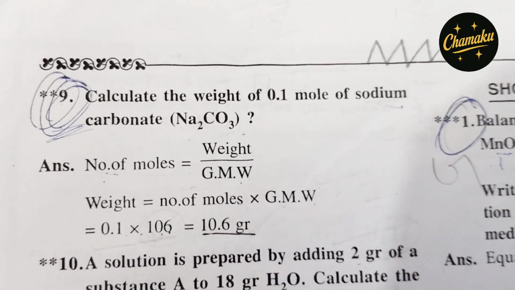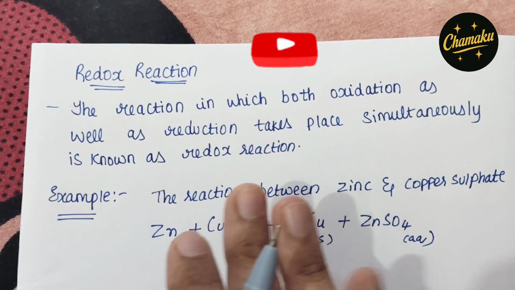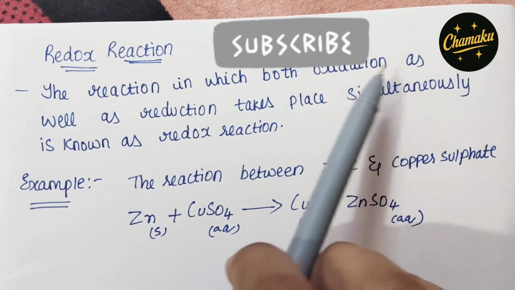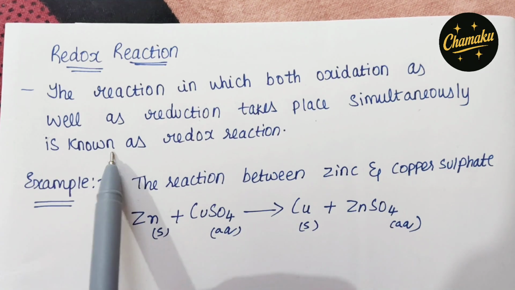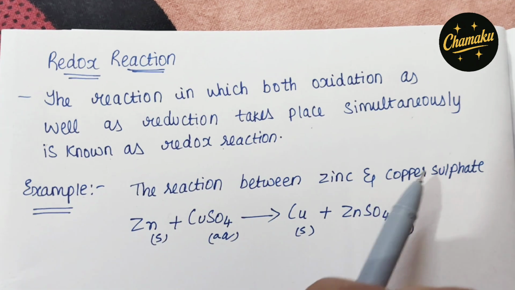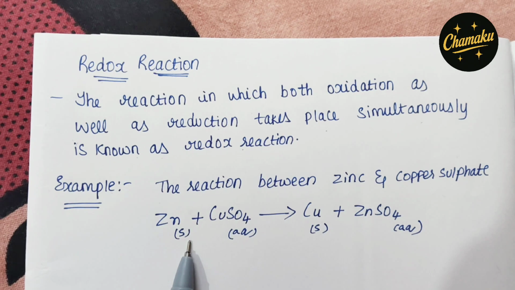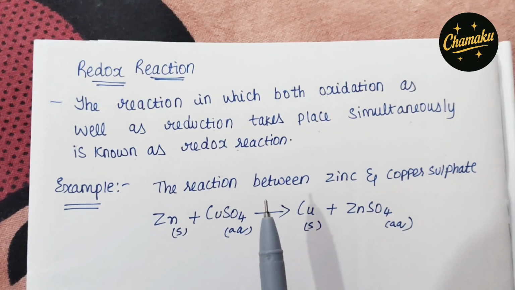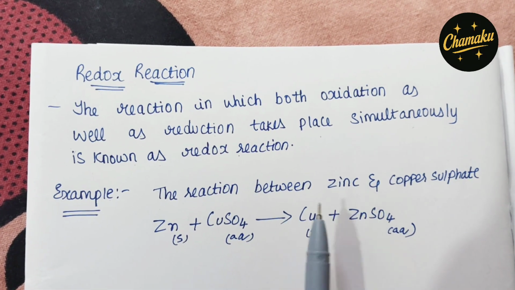Okay, moving on to the next question, they will be asking what is redox reaction and give one example. So what is redox reaction? The reaction in which both oxidation as well as reduction takes place simultaneously is known as redox reaction. For this, an example is the reaction between zinc and copper sulfate. In this reaction, the zinc is oxidized, so it loses the electrons, and copper is reduced, so it gains the electrons. Okay.